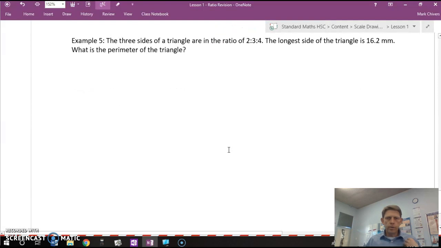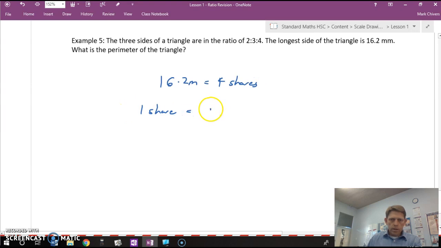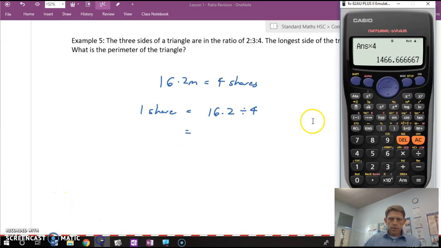The 3 sides of a triangle are in the ratio 2:3:4, and the longest side of the triangle is 16.2 millimeters. What is the perimeter? So to work out the perimeter, we're going to have to know how big all the sides are. So if 16.2 millimeters equals 4 shares, so 1 share equals 16.2 divided by 4. All right, so we'll plug that into the calculator.